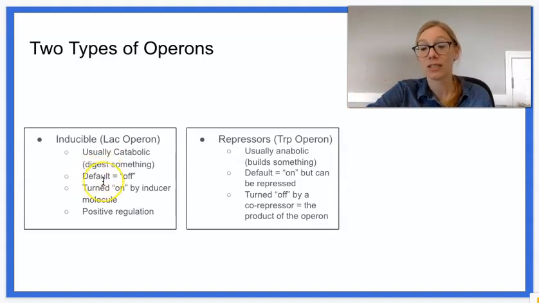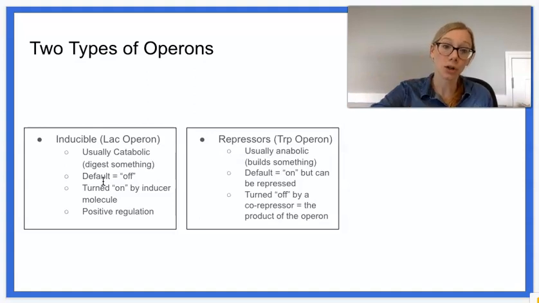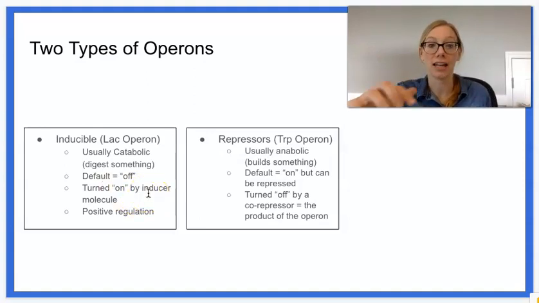So we say that their default is off. Why is their default off? Well, they only want to break stuff down if it is present. So it's typically off. Now we say it's inducible because to induce means to be able to change something to on, right? So we can turn it on by a molecule that we call an inducer. Turn it on, right? And we say this is positive regulation.